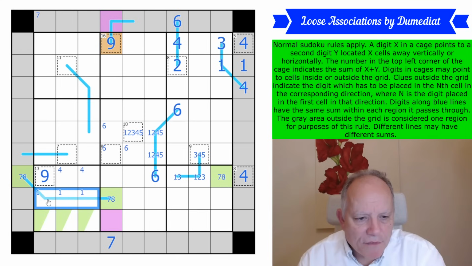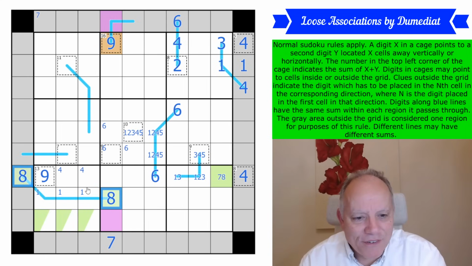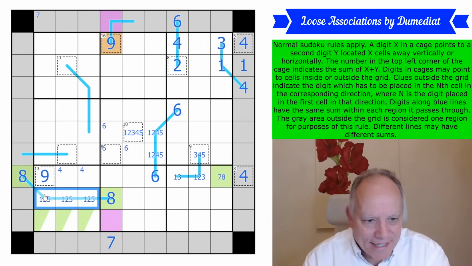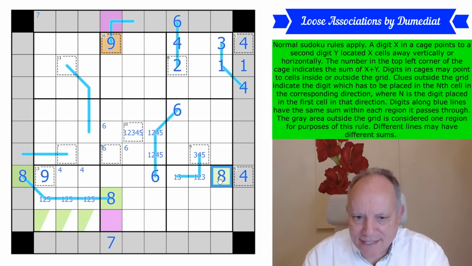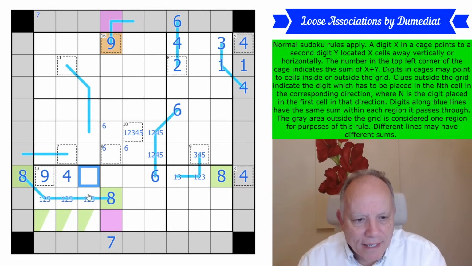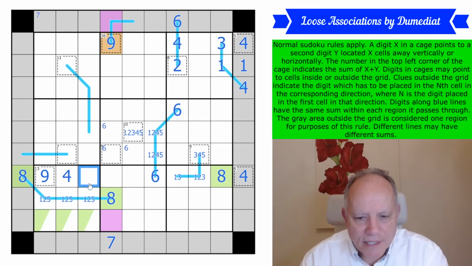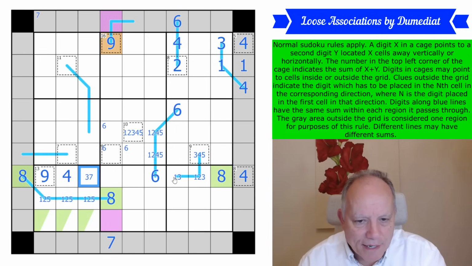Oh, this is 7 or 8 and it doesn't use a 4. So it's not 7, it's 8. And it uses 1, 2, 5. Yes. This is an 8. And that puts 4 in position 8. Oh, yeah, okay. 9, 4, 1, 2, 5, 6, 8. This is 3 or 7. I wish I knew it was a 3, because that would sort this out a treat.